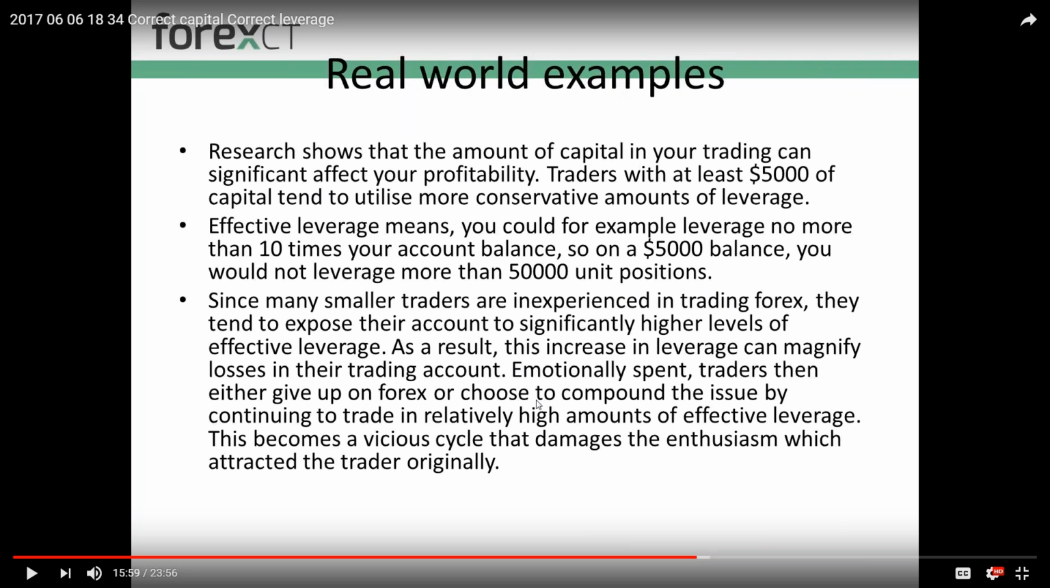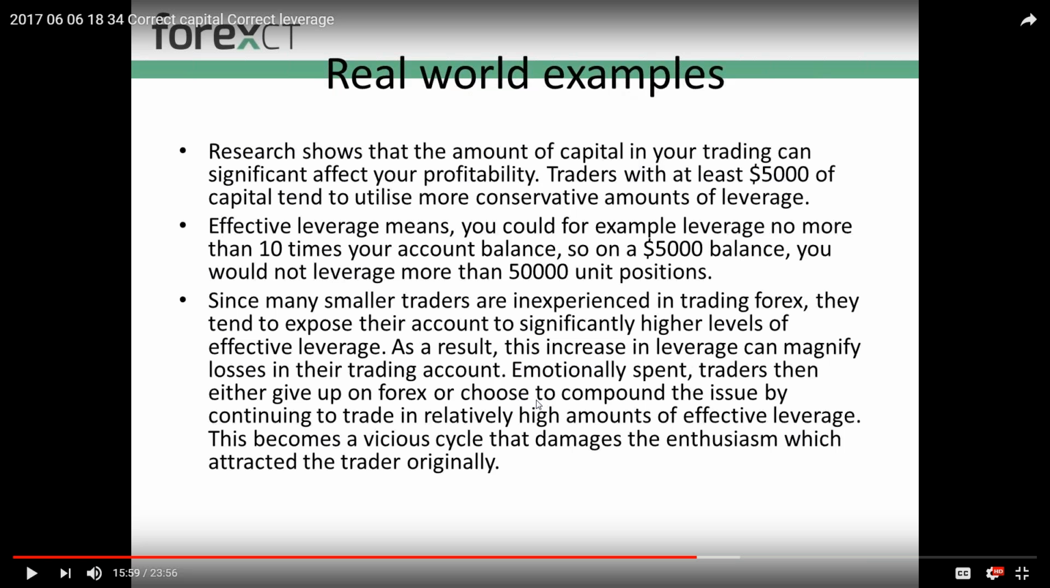So there's abundant research out there, if you research optimal trading equity, to show that the amount that you trade with can significantly affect your profitability. Traders with at least 5,000 of capital tend to utilize more conservative amounts of leverage with respect to the balance that they have to trade. Now, effective leverage means you could, for example, leverage no more than 10 times your account balance. So on a $5,000 balance, you would not leverage more than 50,000 unit positions.